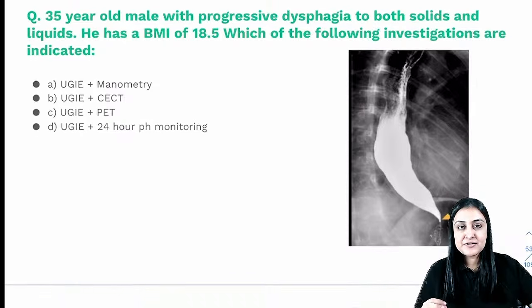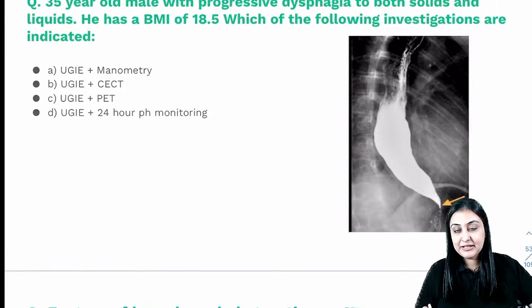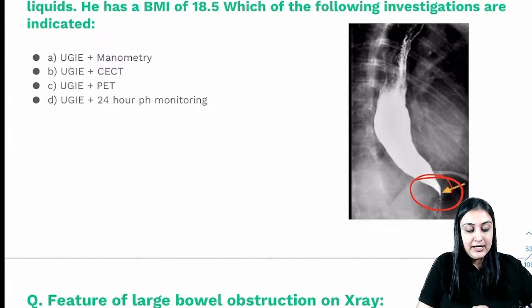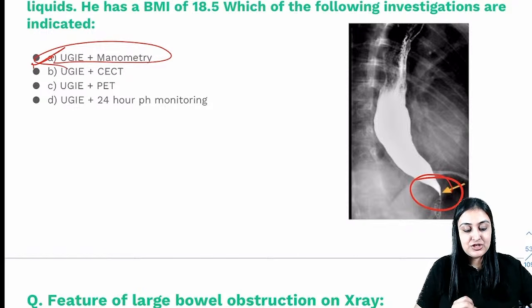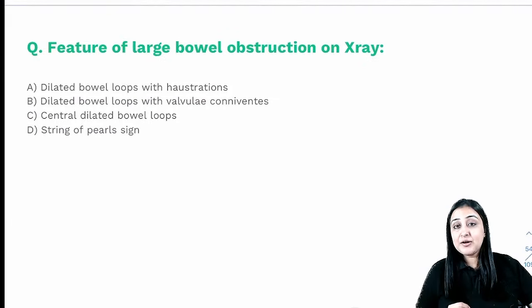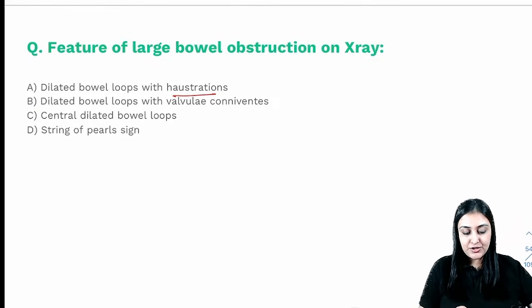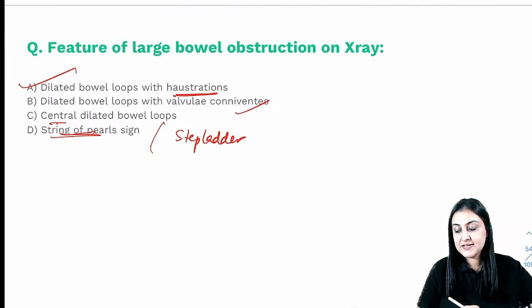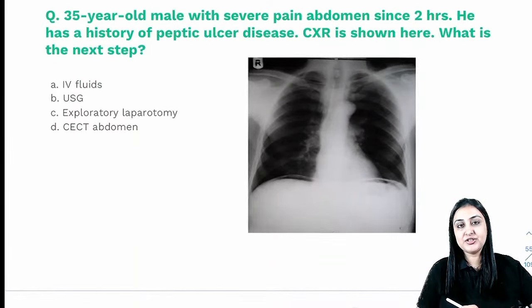35-year-old male, progressive dysphagia, both solids and liquids. We are having a smooth tapering, achalasia. Which will you do? Upper GI plus manometry. Manometry is the investigation of choice. Feature of large bowel obstruction on X-ray: haustration, right? Valvulae conniventes are small bowel, central is small bowel, string of pearls and step ladder, both the S signs, everything is small bowel obstruction.